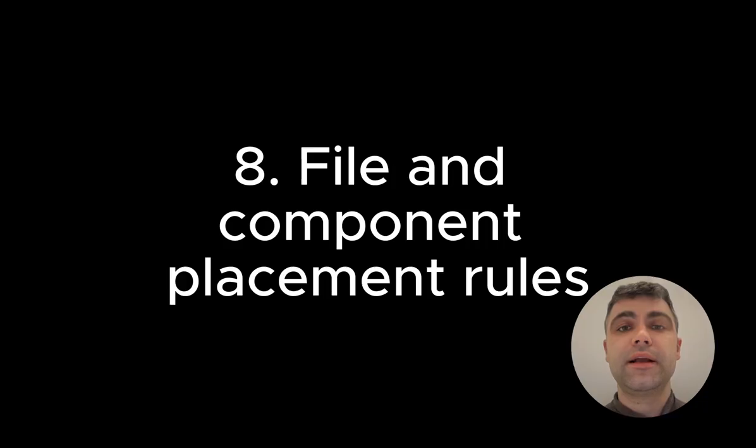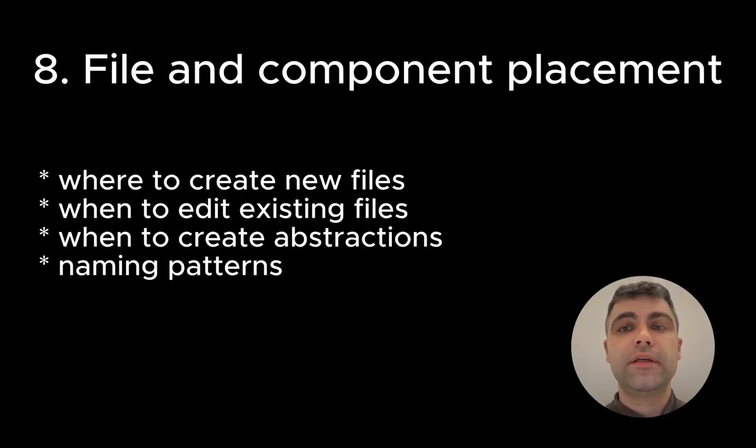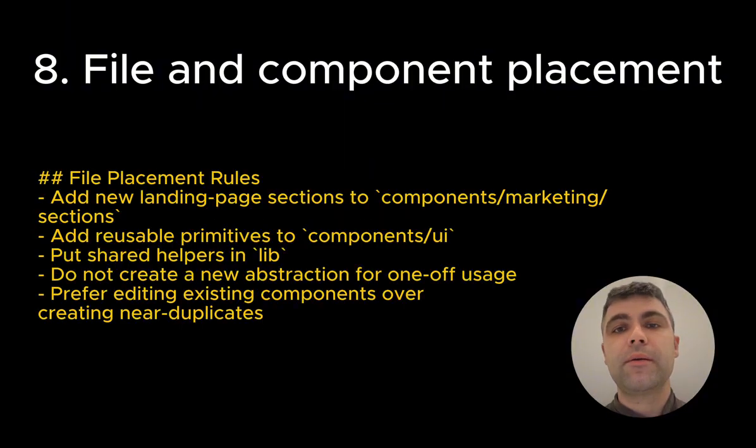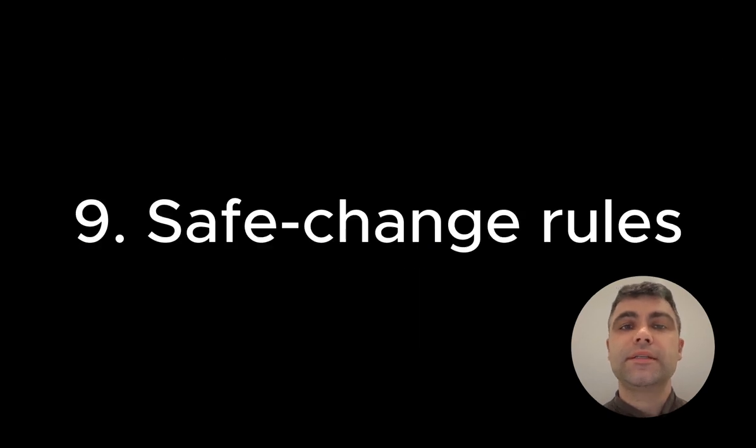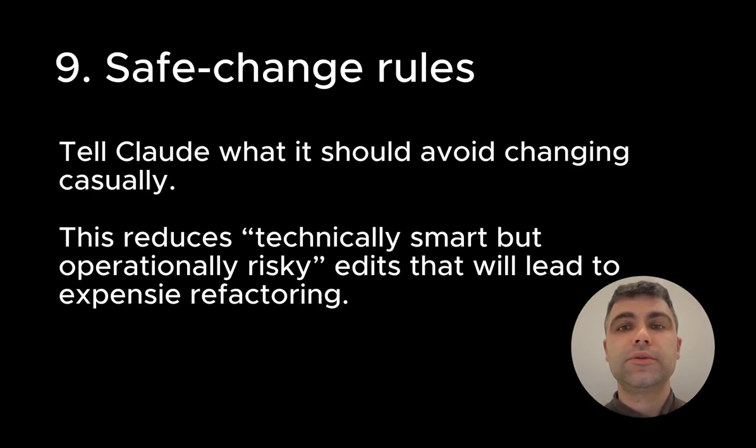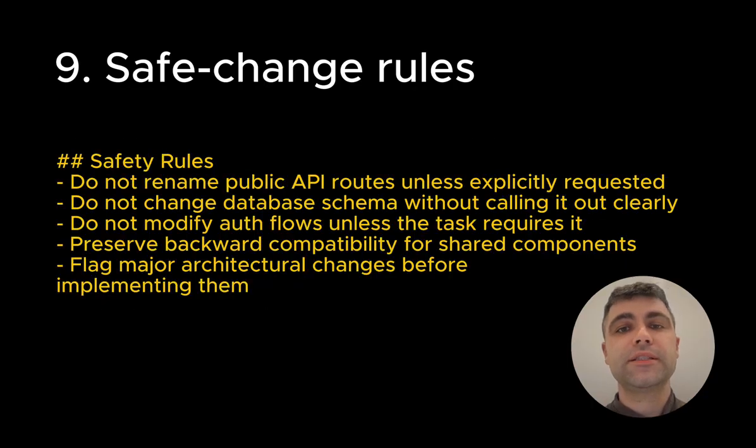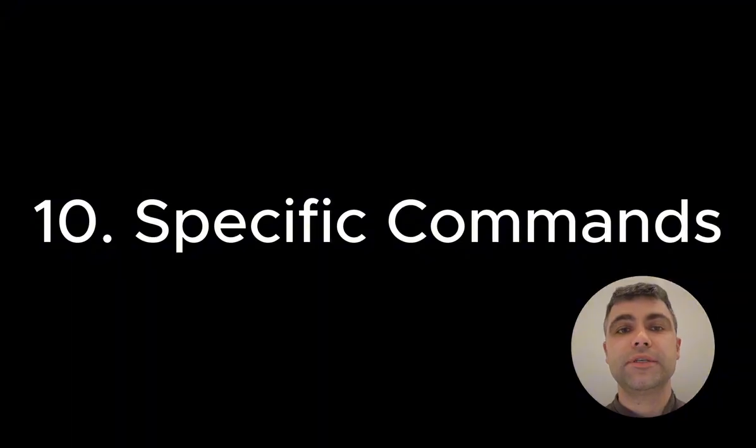Moving next, file and content placement rules. This section is especially useful in mature repositories, because duplicate components become a problem fast. You need to define rules for when to create a new file, when to edit existing files, when to create abstractions, as well as naming patterns. Moving next, safe change rules. Very valuable for real projects. It's a good idea to tell Claude what it should avoid changing casually. It will reduce technically smart but operationally risky edits that will lead to expensive refactorings.